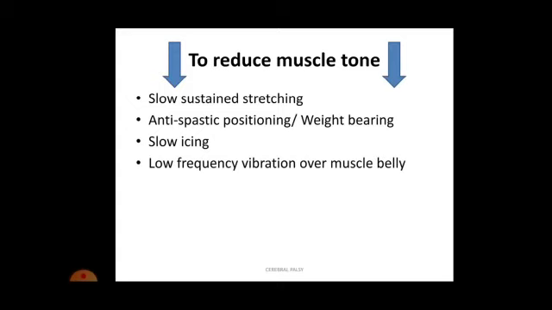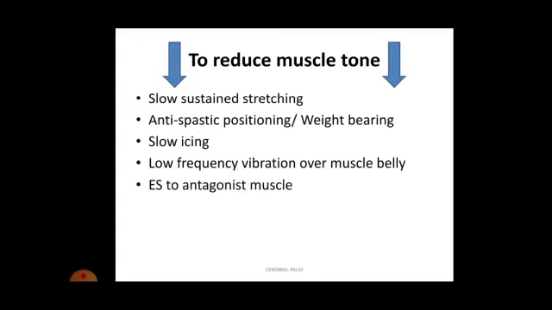Low frequency vibrator, which is already available in markets. Okay, if you apply a vibrator over the muscle belly, that will also reduce the muscle tone. How does it work? The very simple phenomenon is that due to continuous stimulation by vibration, the Golgi tendon will get fatigued and stop firing. So ultimately it will reduce the muscle tone.